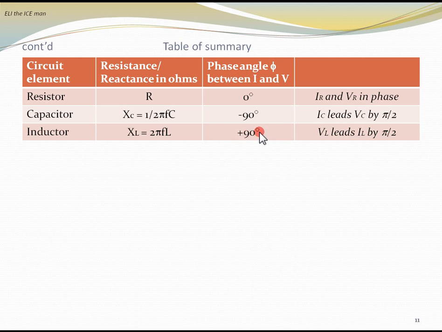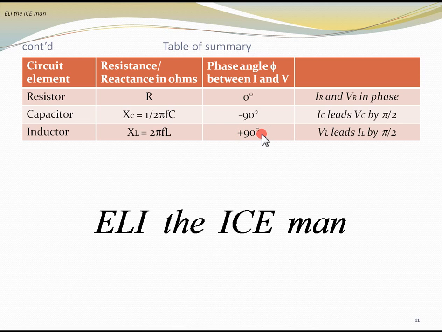The pi over 2, or 90 degree phase angle, is represented here. To remember which one lags and which one leads, there is a very important mnemonic that physics students always use. If E is for voltage or EMF and I is for current, then ELI the ICE man will remind you of which one leads and which one lags. E is voltage. Where there is L, where there is an inductor, the voltage leads the current. When there is a capacitor, the current leads the voltage. And this is a very important mnemonic.